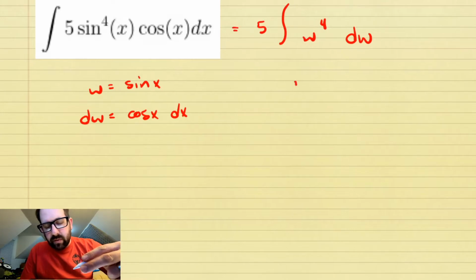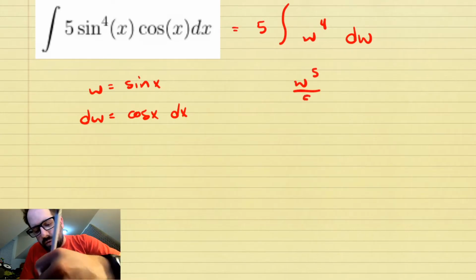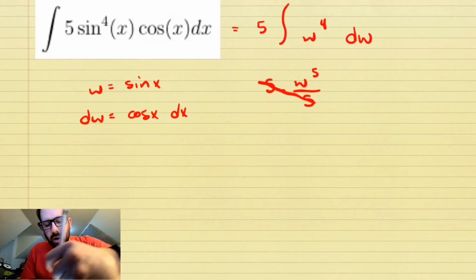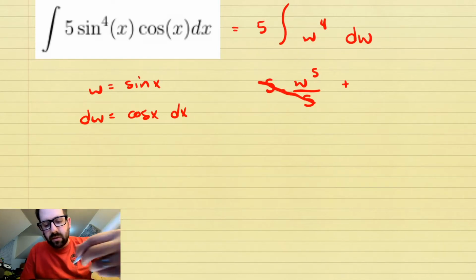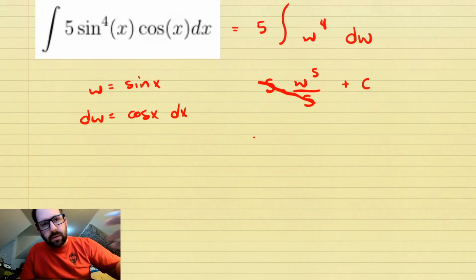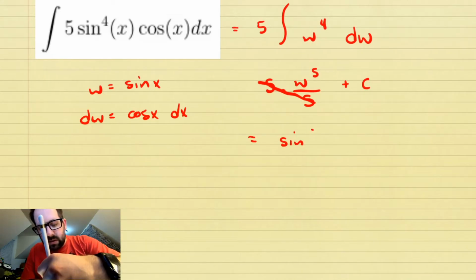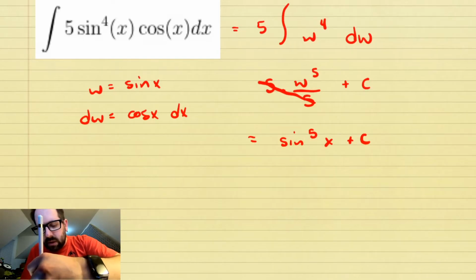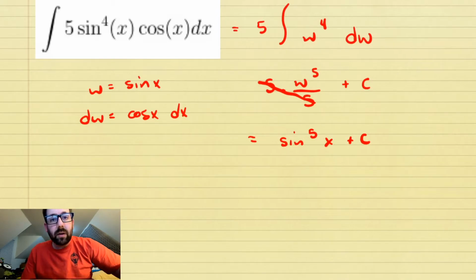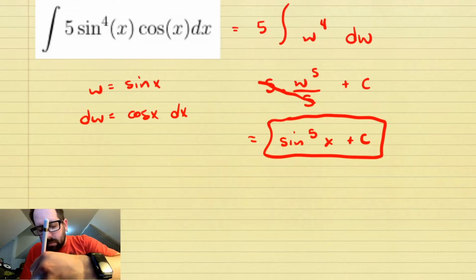So the antiderivative of w to the 4th is w to the 5th, because you add 1 to the power, divide by the power. And that's being multiplied on the 5 out front. So the reciprocals would cancel. I have the constant, right? And now substituting in what w was, it was originally sine. So this is sine to the 5th power plus c. And there's your final answer on that one. That's the final antiderivative of this whole problem.